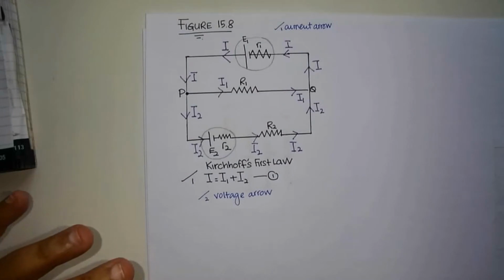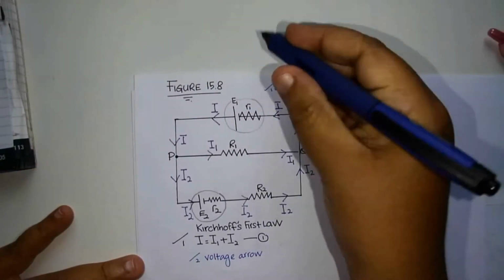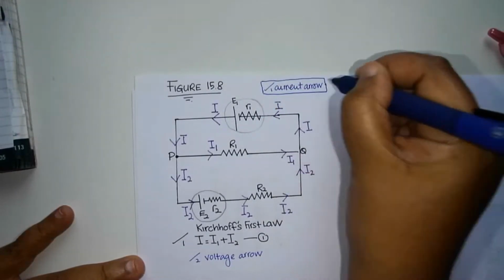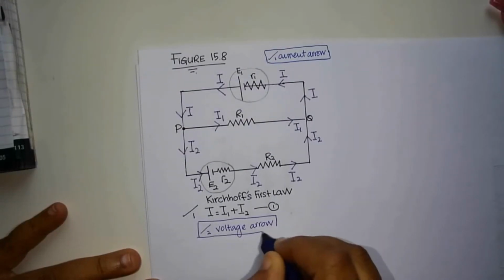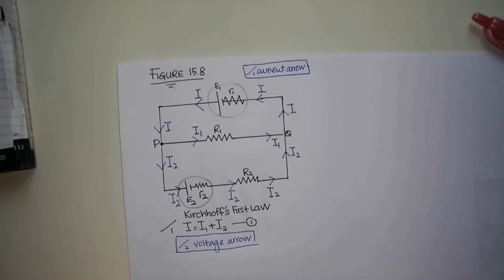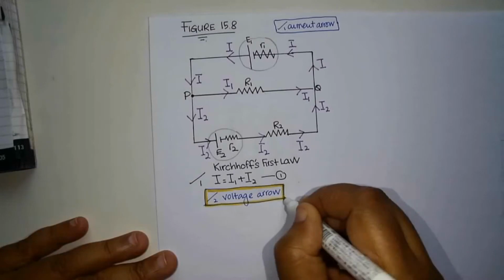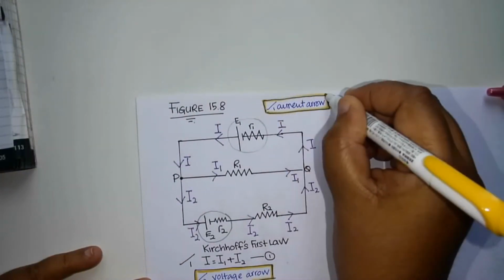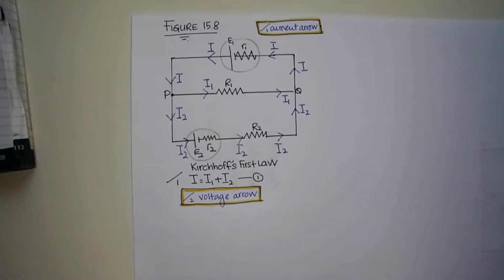Okay, so I'm going to put this a bit special here, so that this is the basic of how to solve Kirchhoff's law. So I'm going to just draw a box here. And take some time here. Voltage arrow, current arrow. Okay, now I have to draw the voltage arrow.